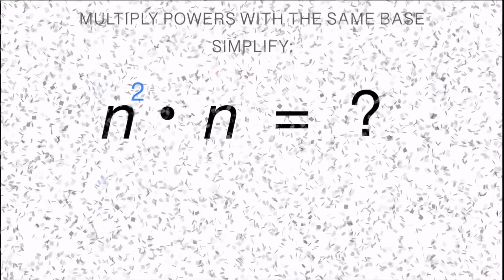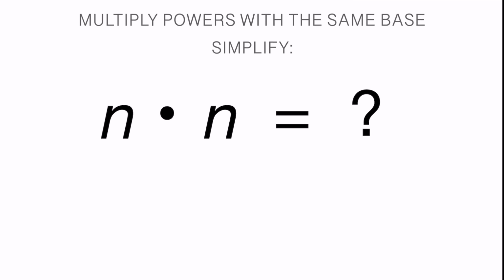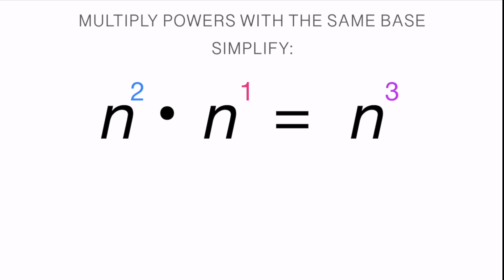Let's try another. What is n to the second power times n? We know that n by itself is also the same as n to the first power, and since we have the same bases, we can use the adding exponents method. 2 plus 1 is equal to 3, so n to the second power times n to the first power is equal to n to the third power.